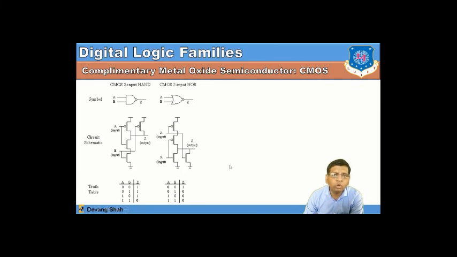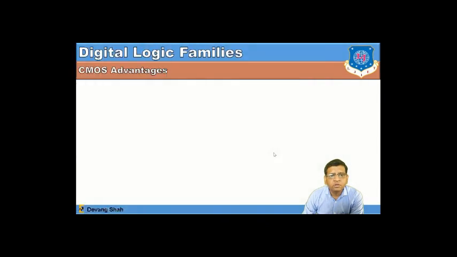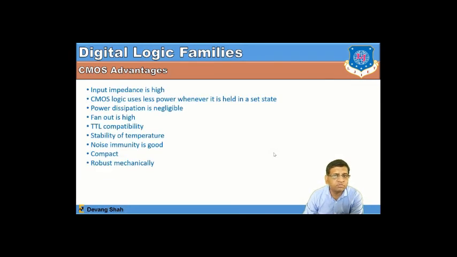So nowadays in all electronic chips that you can see on a computer motherboard, like an Intel chip, everything is again based on CMOS transistor logic, or we can say the CMOS logic family, right? Dear students, some of the advantages of CMOS logic families: input impedance is very high, so the noise margin can be controlled at a very broad level. CMOS logic uses less power. That is one more important advantage. Power dissipation is negligible. Fan out is high, so it can drive more logic gates. TTL compatibility, stability of temperature is good. Noise margin is good. Compact, mechanically robust.